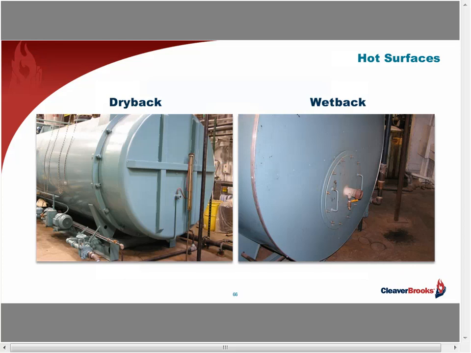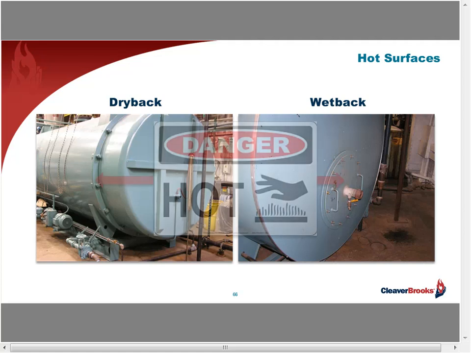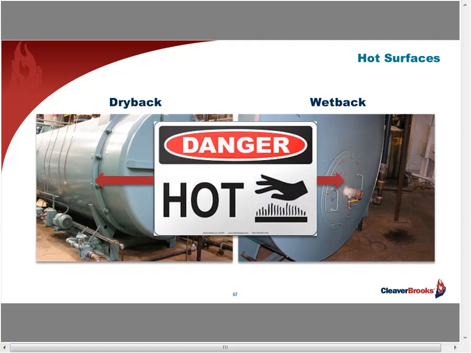But you know, the fact is, insulating the door will actually cause interior door refractory and metal stressing problems, and ultimately a door failure. And that goes for the rear access door on a wetback boiler as well, as you see on the right. So, the best thing from a safety perspective is to place a warning sign on the door in those areas, calling people's attention to the potential hazard.